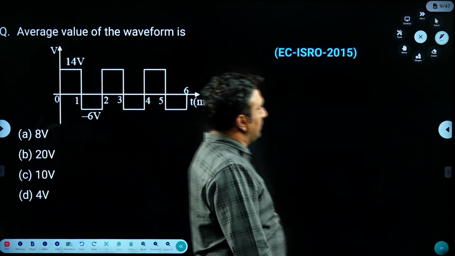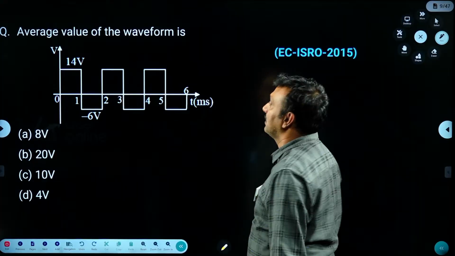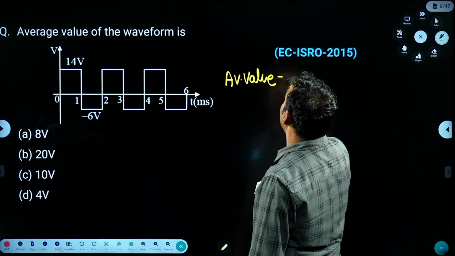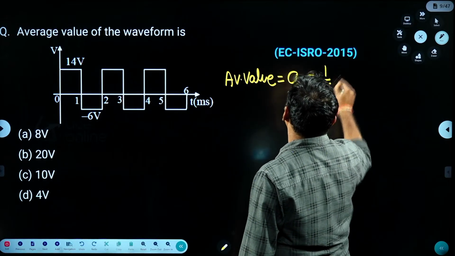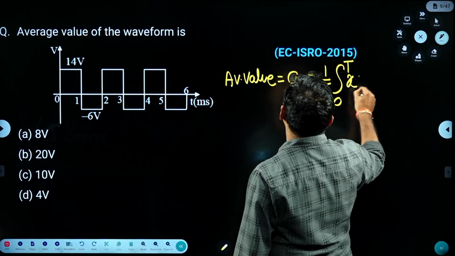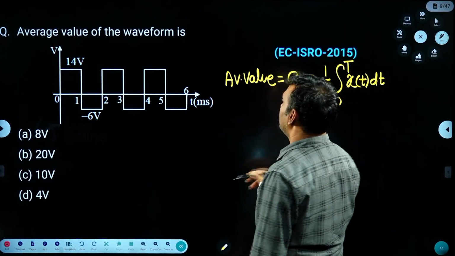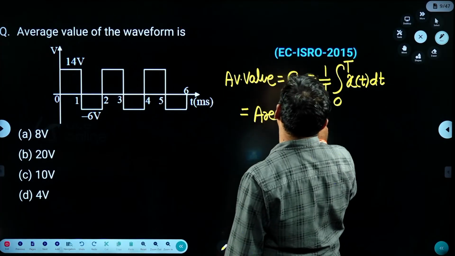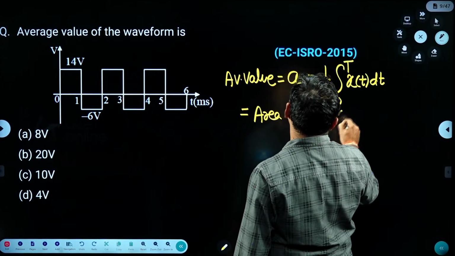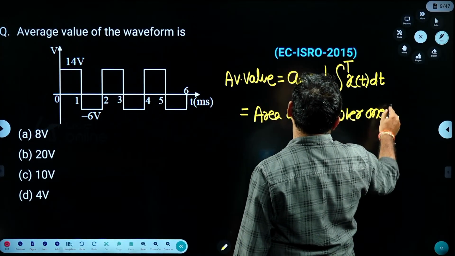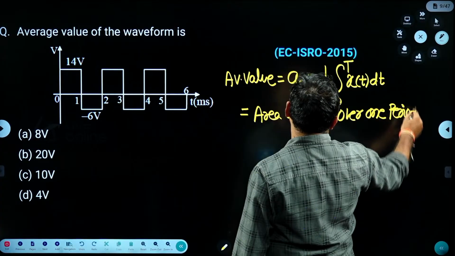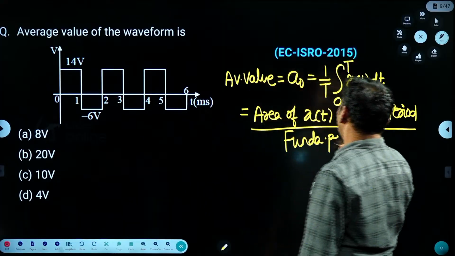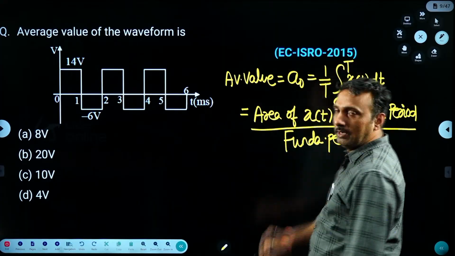Average value of the periodic function is asked. What is generally the average value definition? We denote that as A0 is 1 by T integral x of t dt, where capital T is the time period. That is the area of signal over one period divided by the fundamental period.